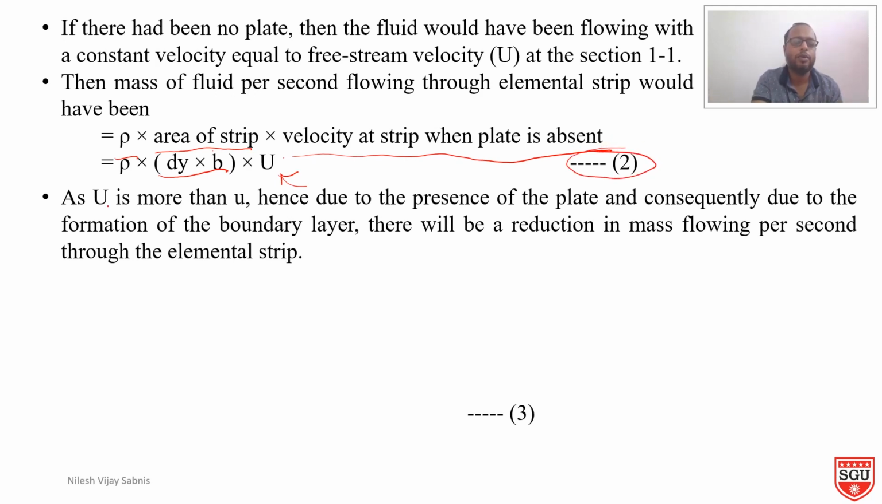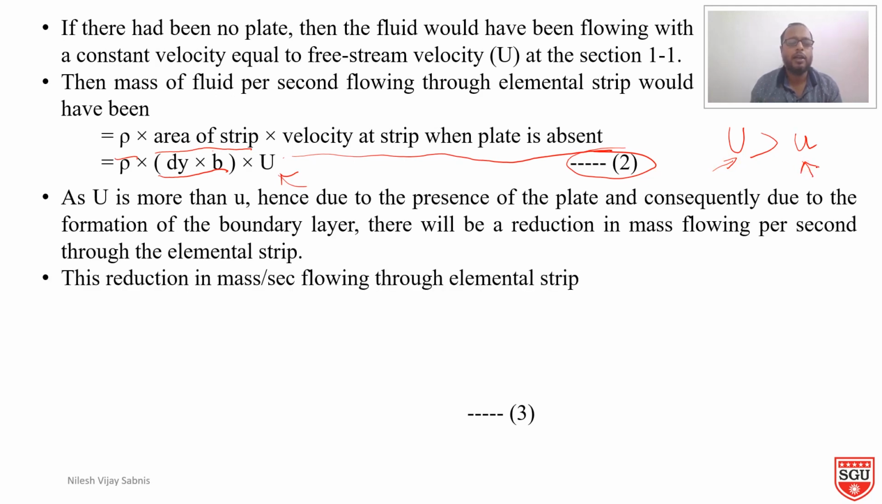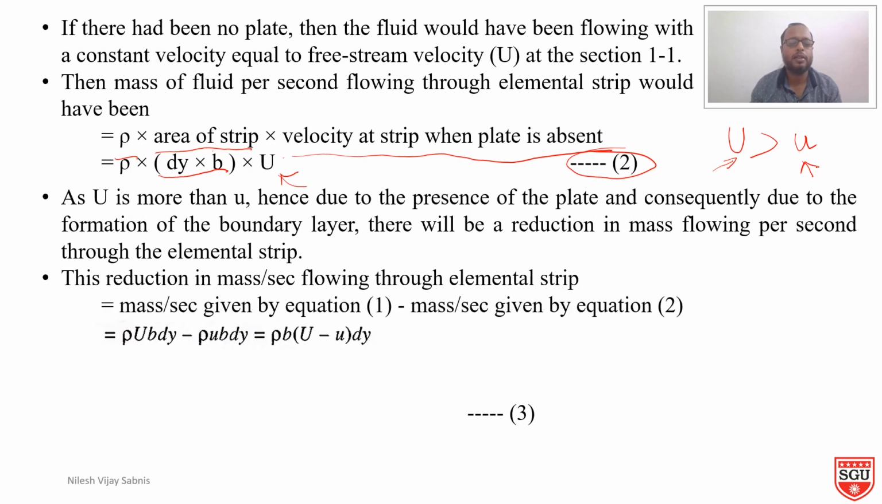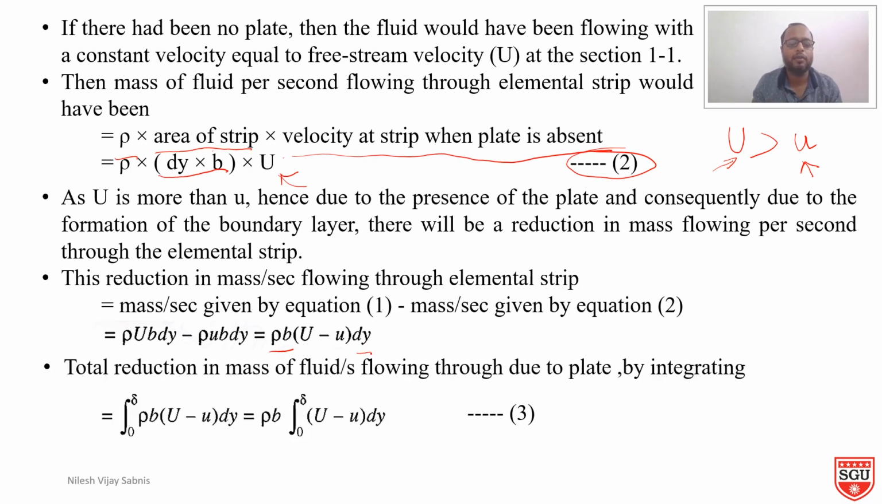As capital U will be greater than small u, due to the presence of the plate and consequently due to the formation of the boundary layer, there will be a reduction in the mass flowing per second through the elementary strip. The mass flow rate in this case will be greater than the mass flow rate in this case. So the reduction in mass flowing through the elementary strip is rho U b dy minus rho u b dy. Taking rho, b and dy common, we will get the equation.